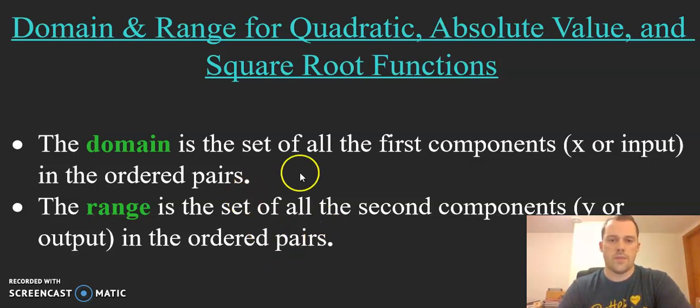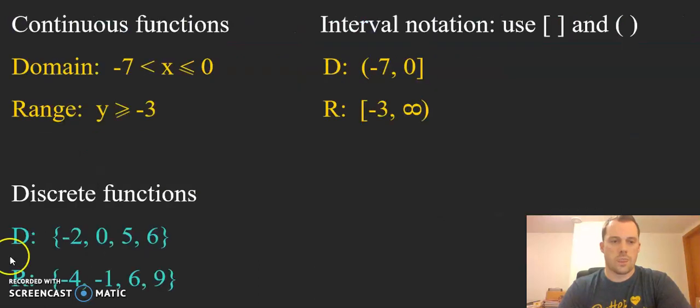Remember that domain is the first component in our ordered pairs, so our x values. Range is the second component, or the y values. So we're going to look along our x and y axis to determine domain and range. And remember that there's a few different ways we can write domain and range. Early on, we typically look at less than and greater than signs. So it might look something like this.